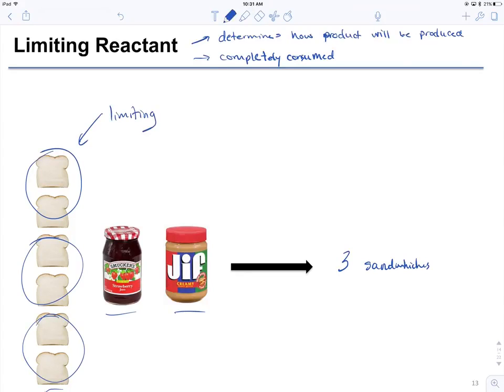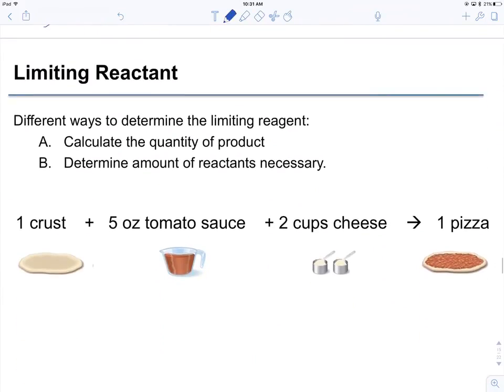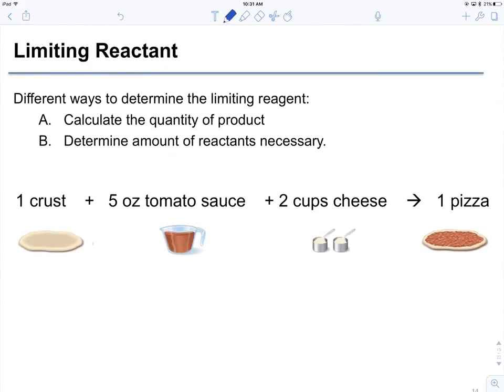I use up all the bread, and the bread determines how much product I can make. I can only make 3 sandwiches with 6 slices of bread. Okay? So those are your definitions. Now let's look at a different example, still with cooking, so I hope I'm not making you too hungry. But there's 2 different ways to determine the limiting reactant.